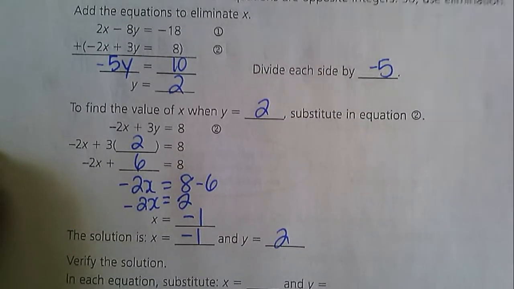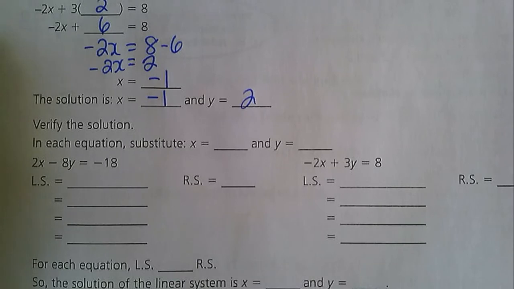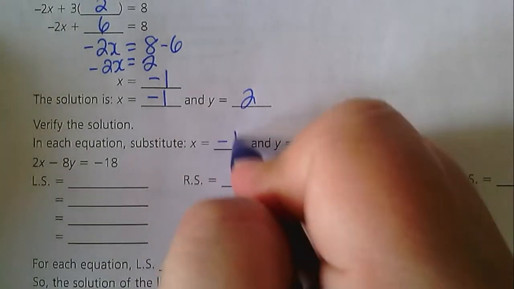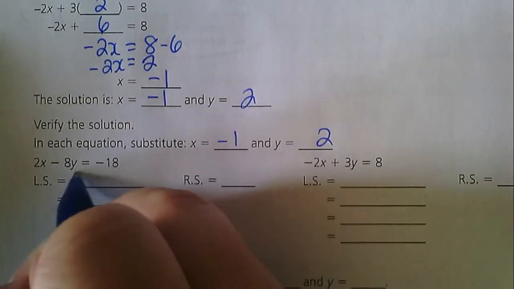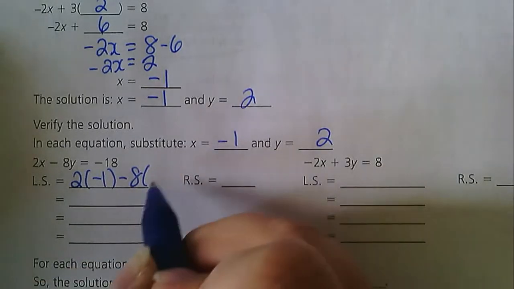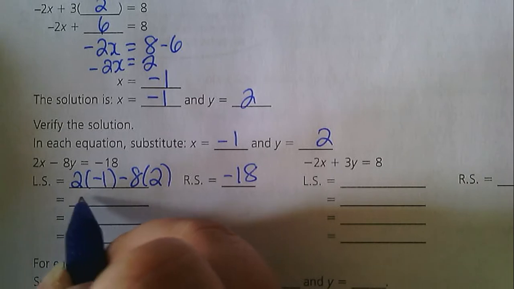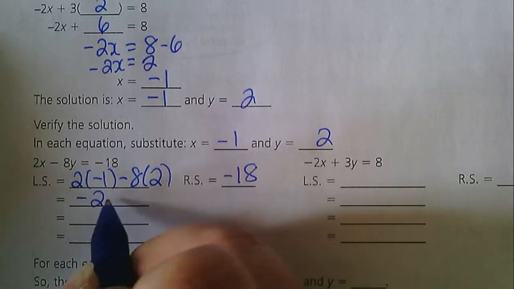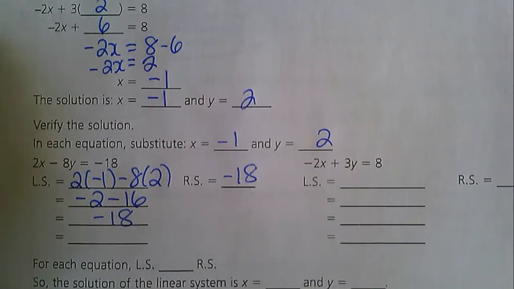In order to check our work, we can verify this by substituting those two values into my original two equations. So remember, negative 1 and 2 are the values we're going to try out. On the left side, 2 times negative 1 minus 8 times positive 2 equals negative 18. 2 times negative 1 is negative 2 minus 16. We end up with negative 18, and that is equal to the right side.